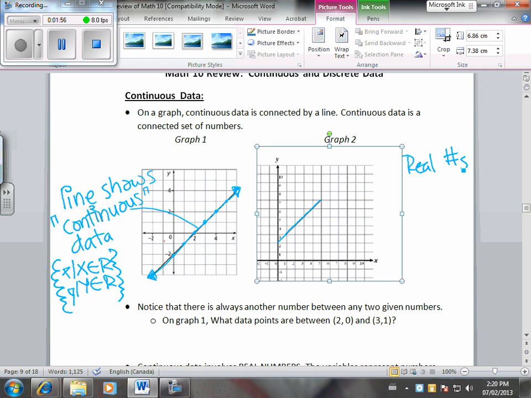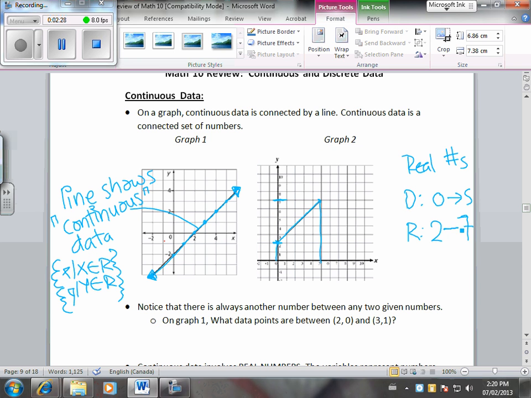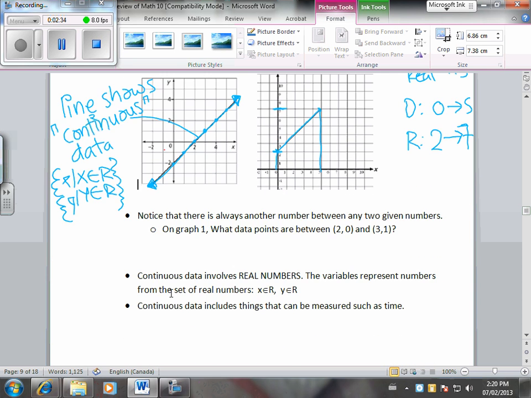If we have our domain, it is 0 to 5. Here's 0, and here's 5, and our range will be 2 to 7. So notice that there is always another number between any two given numbers.